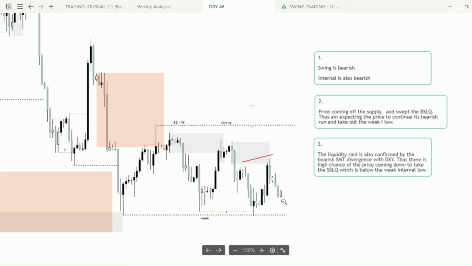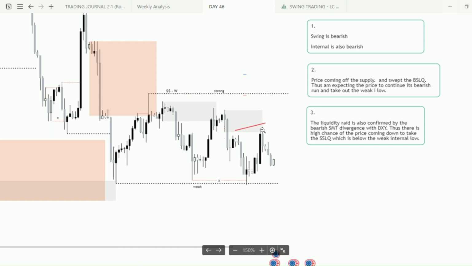High probability when the price makes SMT divergence in a higher time frame. Also, this is a range. When the price takes a buy side liquidity, obviously the next target will be a sell side liquidity. So price took the buy side liquidity, which is also confirmed by SMT divergence with the DXY. The only sell side liquidity available is below this low, which is also a weak low and an equal low. So I expected the price to come down to take out this weak low. Obviously, very clear price action.